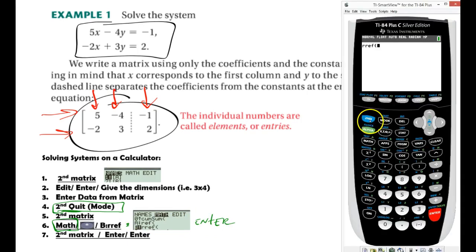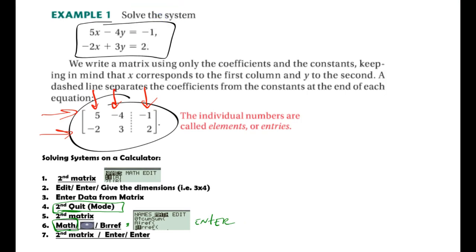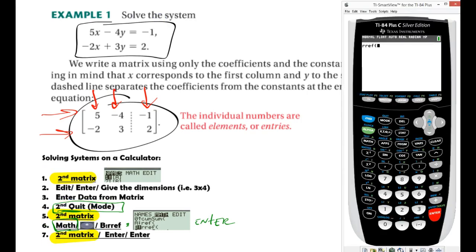And then we go back to second matrix for the third time. So you're actually going to hit second matrix three times for this process. The third time, second matrix, I'm going to press enter because it is under matrix A. If it was under matrix B, I would just choose 2 and then press enter, or matrix C, press 3, enter, and then enter again.